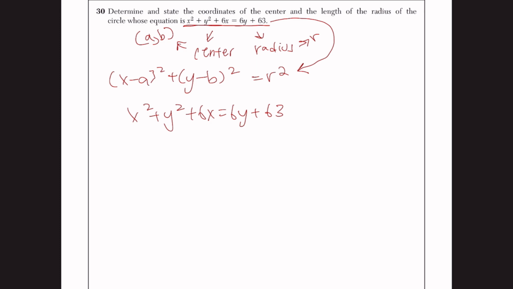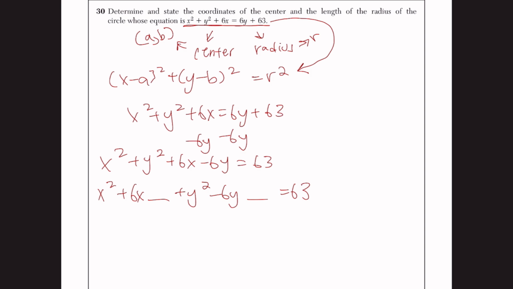And to do that, we just need to complete the square. So we want to isolate the 63, and then we want to group together the x's and the y's. And to complete the square, we need to find the values here that will make these two sections into perfect square trinomials. So to do that, we just take the b values and divide by 2 and square it.